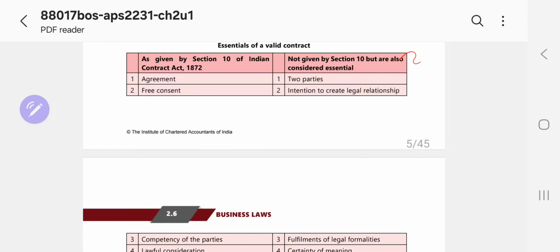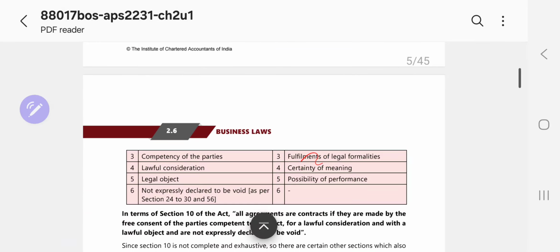Now, what are the essential elements not given under Section 10? There should be two parties. To become a contract or agreement, there should be at least two parties to the contract or agreement. Second, intention to create a legal relationship. The third one is fulfillment of legal formalities. The fourth one is certainty of meaning. The fifth one is possibility of performance.